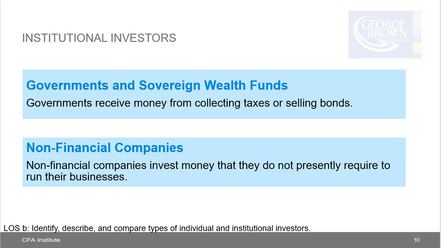Some governments have accumulated enormous surpluses from selling natural resources that they control or from financing the trade of goods and services. So they've created sovereign wealth funds to invest these surpluses for the benefit of current and future generations of their citizens. Sovereign wealth funds typically invest in long-term securities and assets. Again, sovereign wealth funds are going to have a very long time horizon because it's saving for future generations.